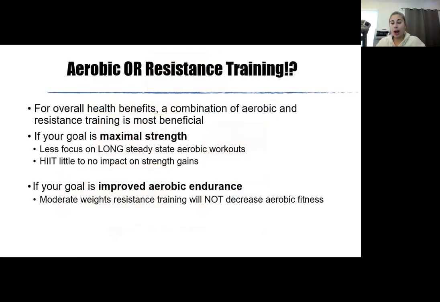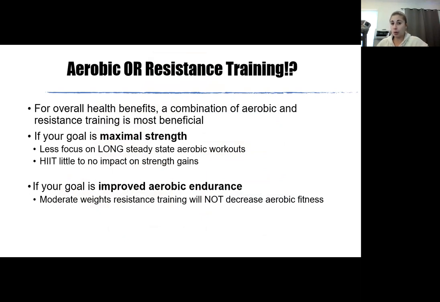So here's the aspect, right? If my goal was to get maximally stronger, will aerobic training affect that, okay? If your goal is maximal strength, you should not be doing long, steady state aerobic workouts. There's no need to go run 5K, 10K, 30 minutes, 60 minutes. You don't need to do that. Again, as I mentioned, HIIT has little to no impact on your strength gain. So if your goal is maximal strength and lifting more weight, then you might as well incorporate HIIT training as part of your cardio, and that's your cardio.